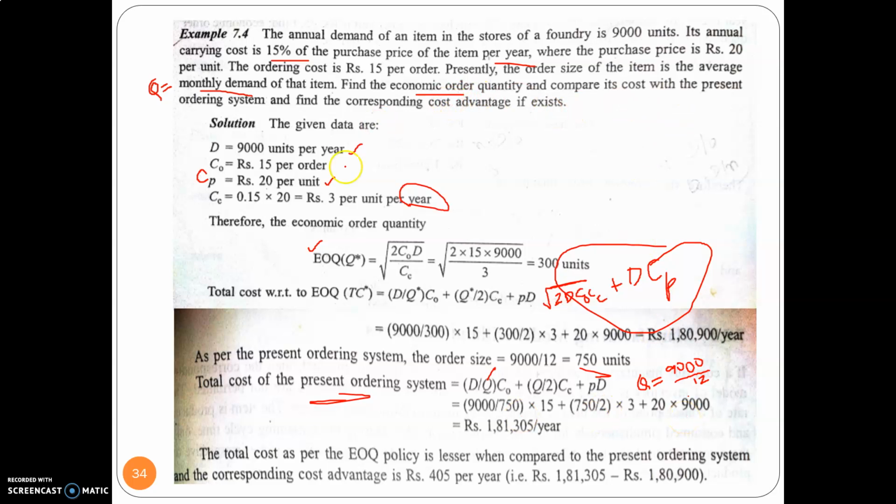They have asked us which is better. If you use EOQ, your total cost is around 1,80,900 rupees. If you use the present ordering system, it is exceeding, that is 81,000. So you have a cost advantage of the difference between these two, 405 rupees.